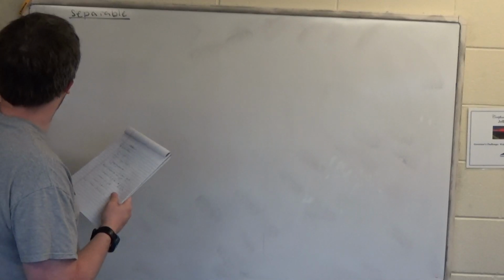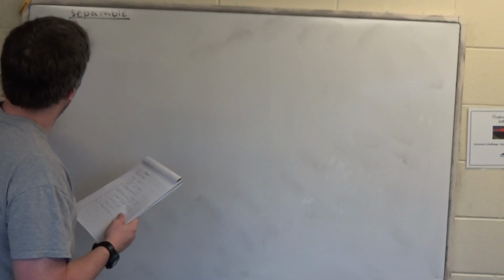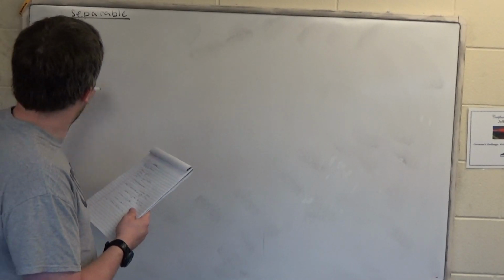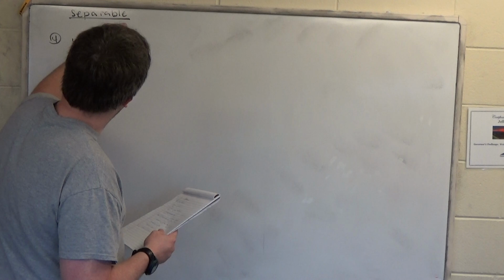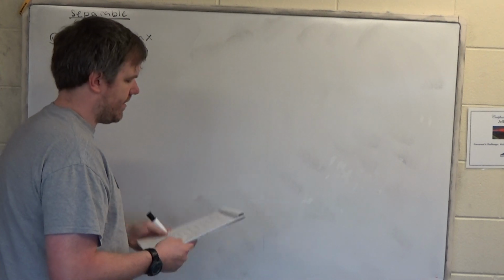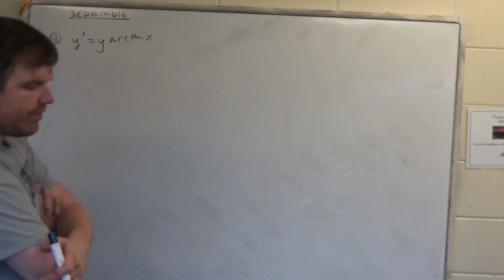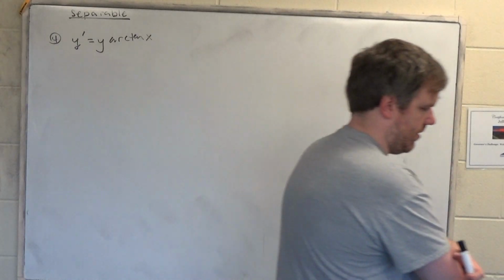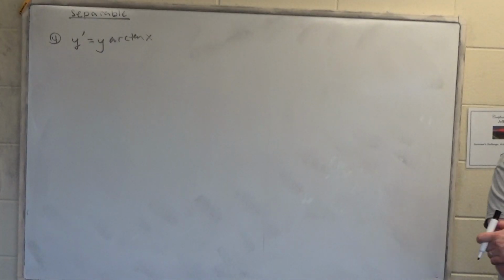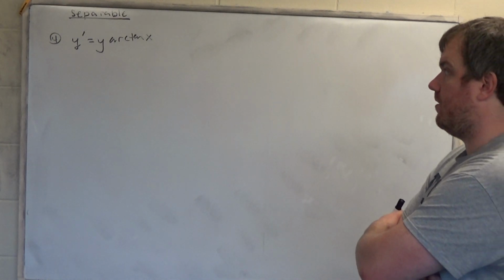So I'm going to start with number 4 here. y prime equals y times the arctangent of x. And the idea is to first find the constant solutions and then find the non-constant solutions by separating variables.